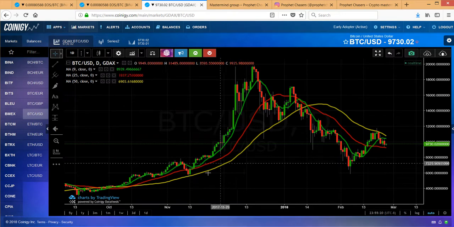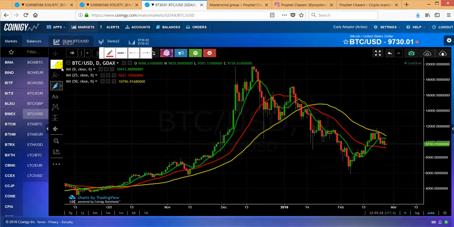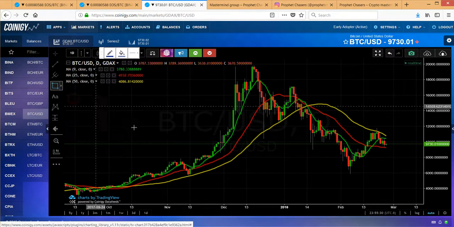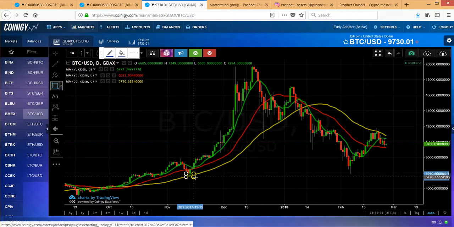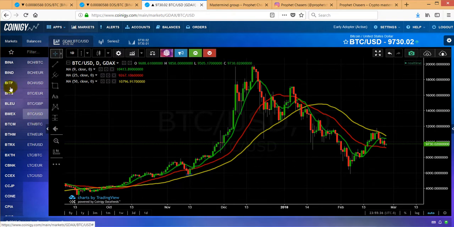And what I see is, this is what I mean by support and resistance. As it's coming down, right here, I don't like that.